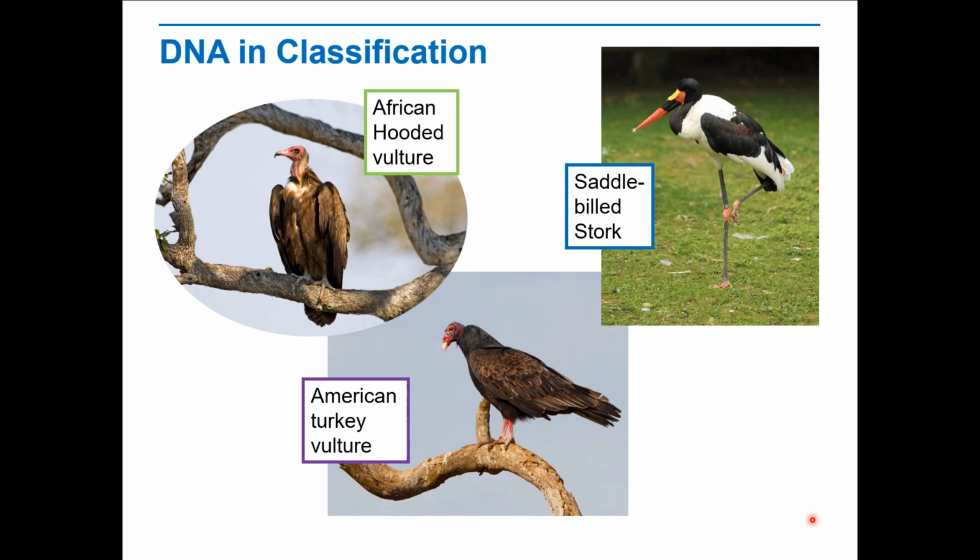In general, the more derived genetic characters two species share, the more recently they shared a common ancestor, and the more closely they are related in evolutionary terms.